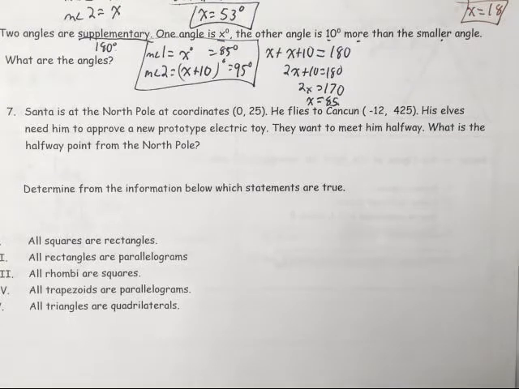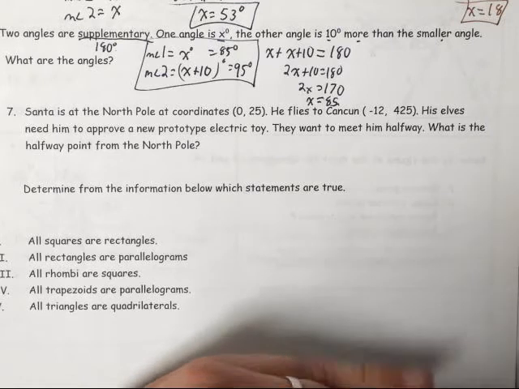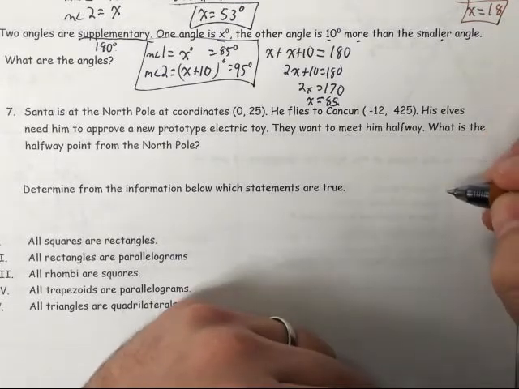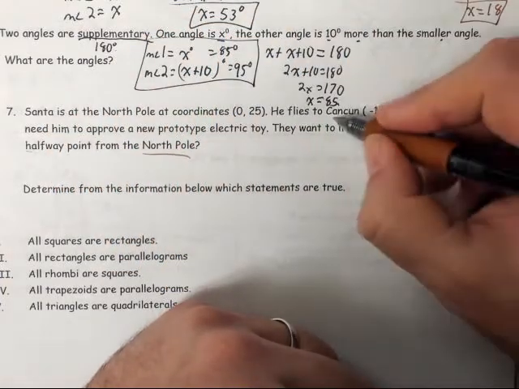All right, Santa's at our North Pole at coordinates 0, 25. He flies to Cancun at -12, 425. And of course, his elves have some sort of new electronic prototype toy. They want to meet him halfway. So the question is, what's the halfway point between the North Pole and Cancun?